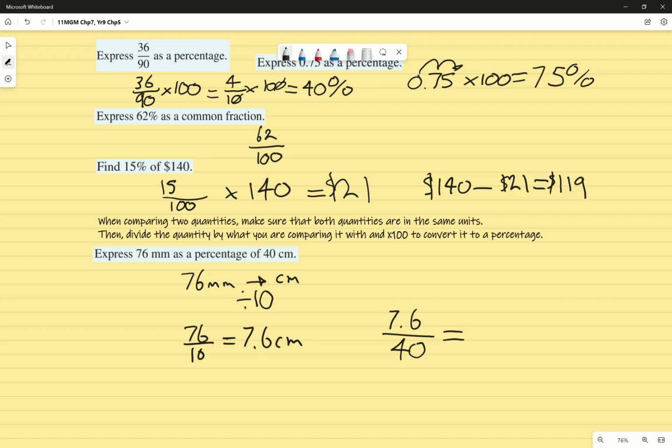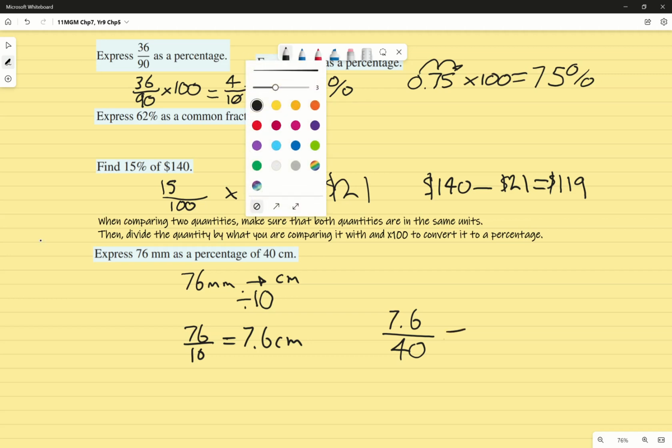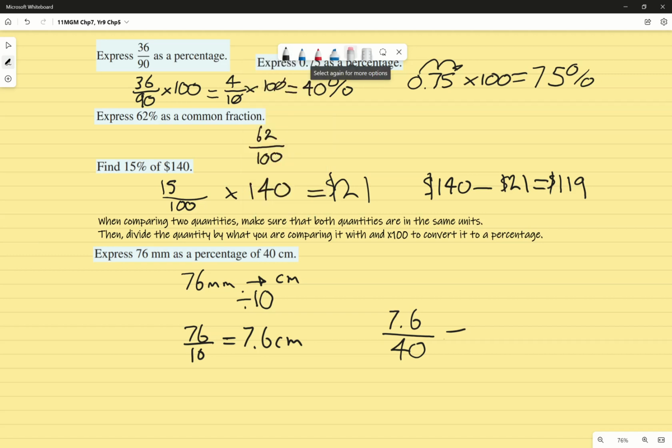Times by 100. But it's really important that we divide by that original first. So we want to know the total of that. We divide our 7.6, which is what we want to express, by the total. That's going to give us a decimal, which is not going to be very lovely. 0.19, is it? Thank you for that. So it would be 7.6 divided by 40.